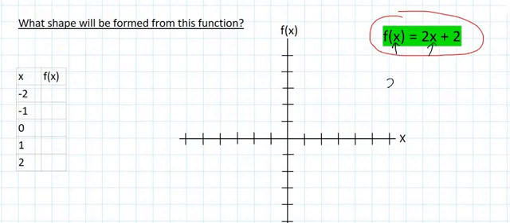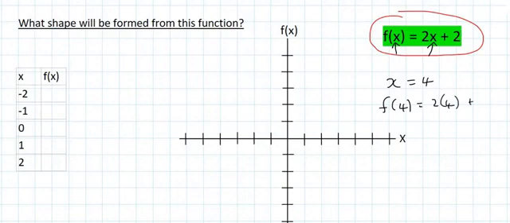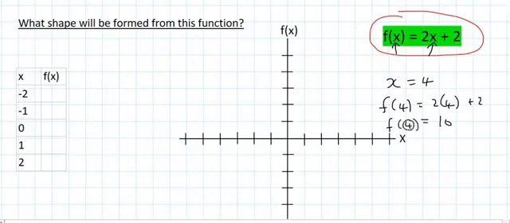For example, if you had to plug 4 into that equation, then the function value of 4 would be 2 times 4 plus 2. And that would be 2 times 4, which is 8, plus 2, which is 10. And so the input value would be 4, and the output value would be 10.